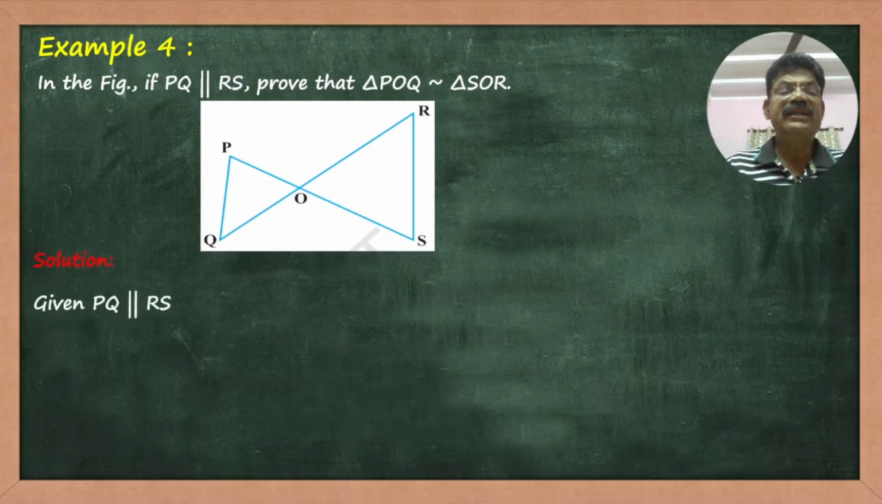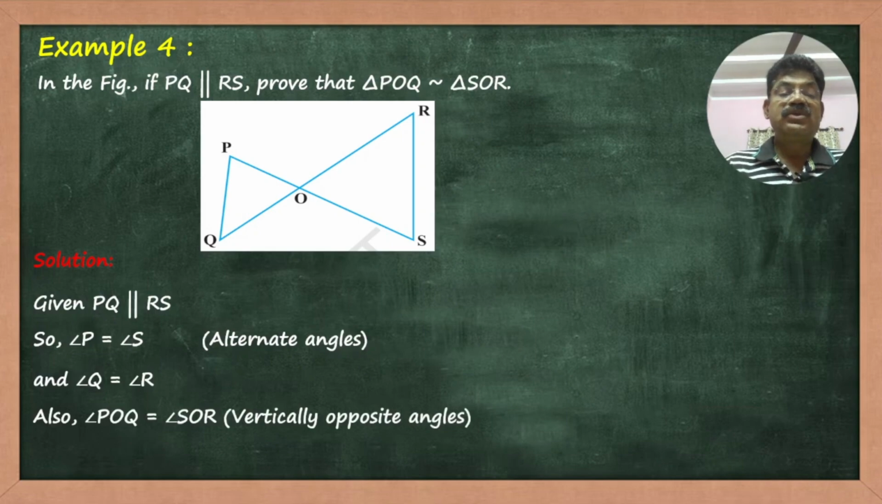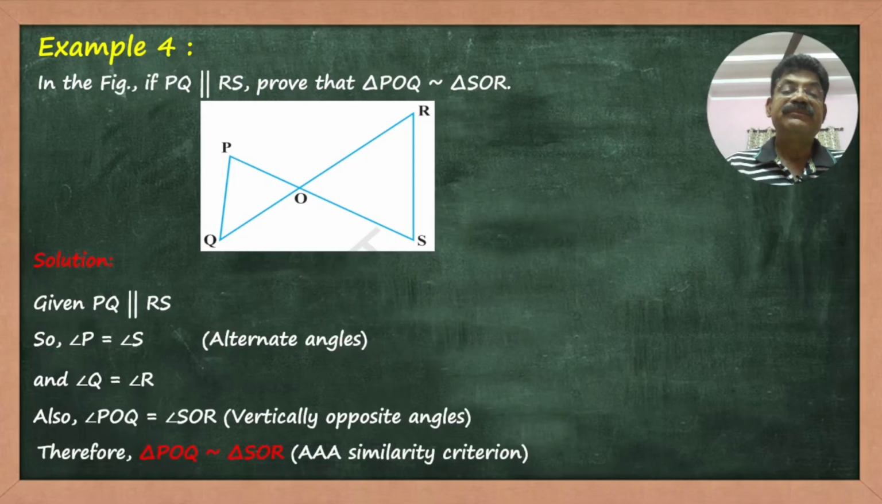Now, we are given PQ is parallel to RS. Therefore, angle P is equal to angle S. Why? Because they are alternate angles. Similarly, angle Q is equal to angle R. Why? The same reason. They are also alternate angles. Also, angle POQ is equal to angle SOR because they are vertically opposite angles. Now, what you can say? All the corresponding angles are equal. Therefore, by AAA similarity criterion, triangle POQ is similar to triangle SOR.